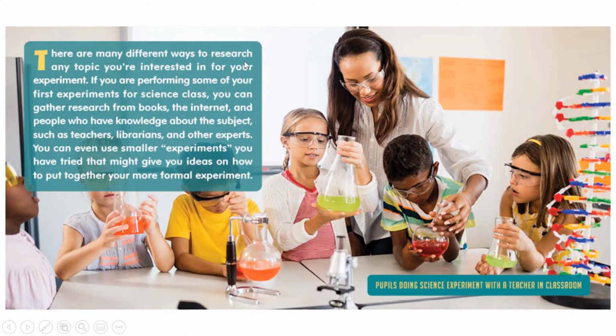There are many different ways to research any topic you're interested in for your experiment. If you are performing some of your first experiments for science class, you can gather research from books, the internet, and people who have knowledge about the subject, such as teachers, librarians, and other experts. You can even use a smaller experiment you tried, which might give you ideas on how to put together your more formal experiment. Pupils doing science experiment with a teacher in a classroom.